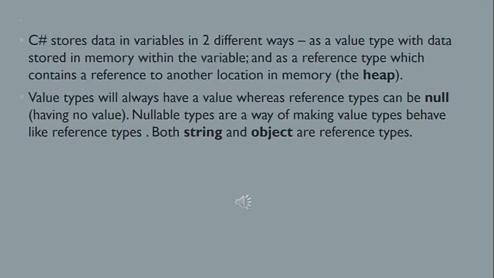C# stores data in variables in two different ways: as a value type, with data stored in memory within the variable, and as a reference type, which contains a reference to another location in memory, the heap. Value types will always have a value, whereas reference types can be null, having no value. Nullable types are a way of making value types behave like reference types. Both string and object are reference types.